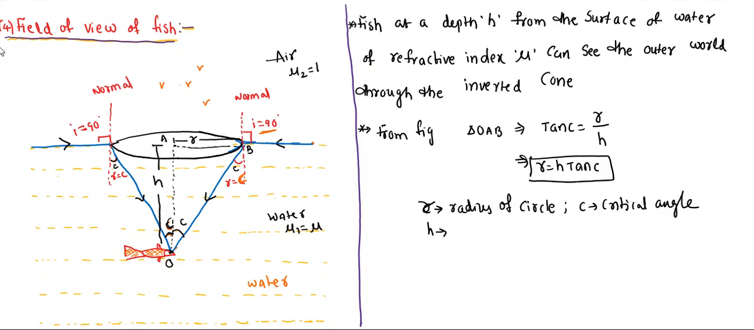Fish is at what depth? That is the radius. And if you want the area of the field of view, okay, area of field of view.